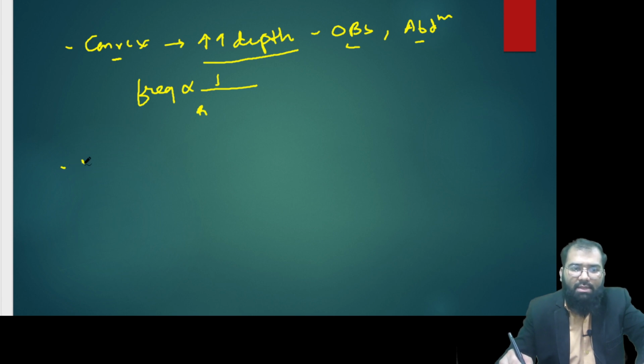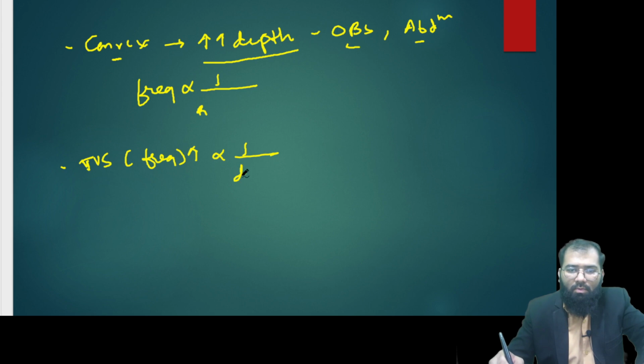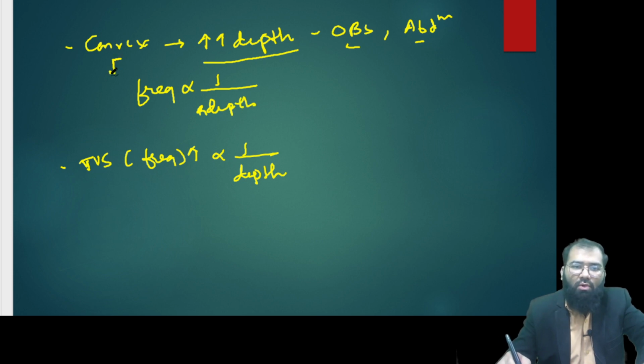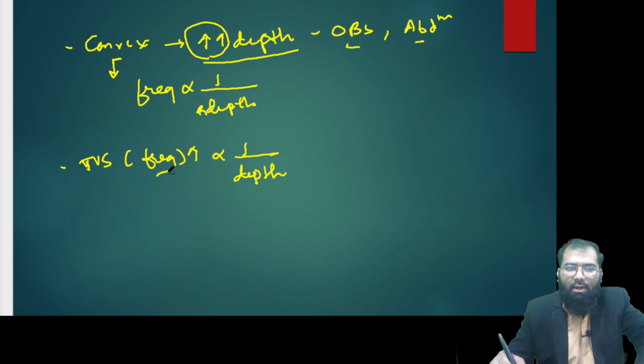let us come to that. Suppose if you take TVS probe, the frequency of this probe is high and the depth is low. So frequency is inversely proportional to depth. So here the frequency is low, so the depth is more. Okay. But very important, frequency is directly proportional to resolution.